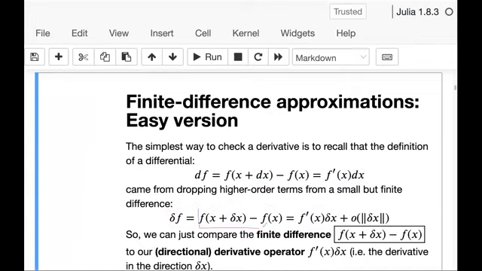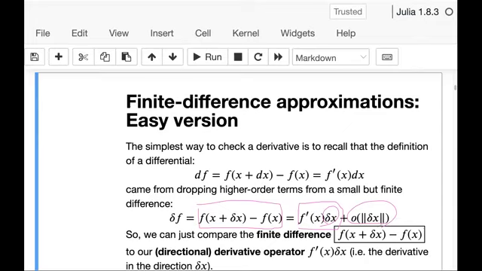If you just look at the left-hand side, this is easy, right? If you have a function that computes f of x, you can just pick a very small delta x, compute f of x plus delta x minus f of x, take its difference, and it should be approximately equal to your derivative operating on that change delta x, plus higher order terms, which are negligible if you can make this delta x small enough.